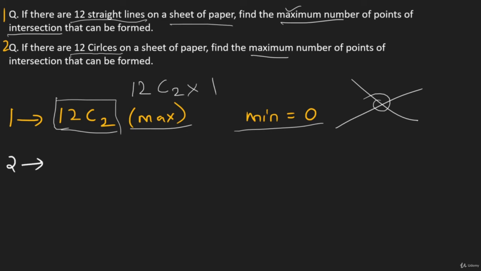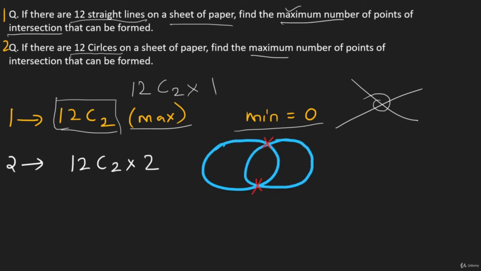Over here we have circles, and we need to find the maximum number of intersections that can be formed. The answer to this will be 12c2 into 2, right? Because say 2 circles are intersecting, you can see that they intersect at 2 points over here. So to get the maximum over here, we assume that every circle will intersect with every other circle, and after that we just need to find the ways in which we can select 2 circles from the 12 circles, which is 12c2, and in each of these cases there will be 2 intersection points to get the maximum. So that's into 2. So the answer is 12c2 into 2.